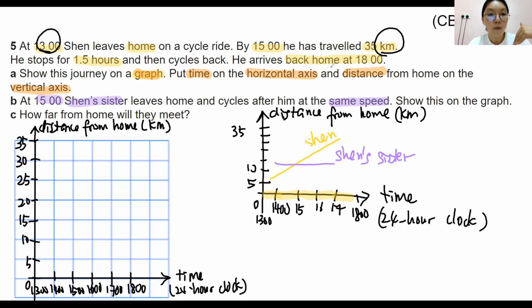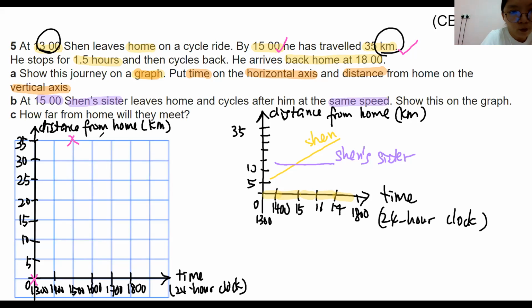I'm using different color, but please use only pencil because you have only pencil in the exam hall. So at 1300, left home, cycle all the way to 35 km. Here, at 1500, you arrive at 35 km, which is here. So rub off the irrelevant one.